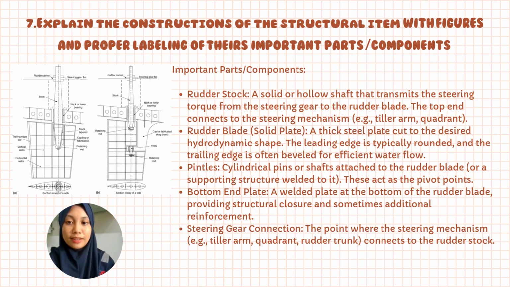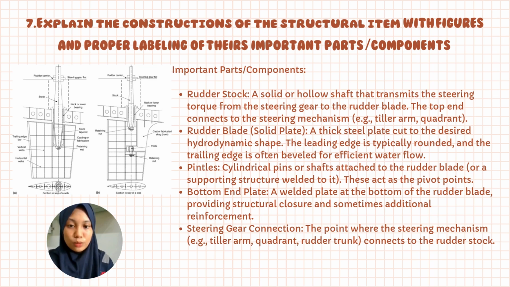And then for the next question, explain the construction of the structural item with figures and proper labeling of their important parts/components. So there's this picture that I found in Google, and there's a complete labeling to it. And then for the important parts/components, first is the rudder stock, a solid or hollow shaft that transmits the steering torque from the steering gear to the rudder blade. The top end connects to the steering mechanism.